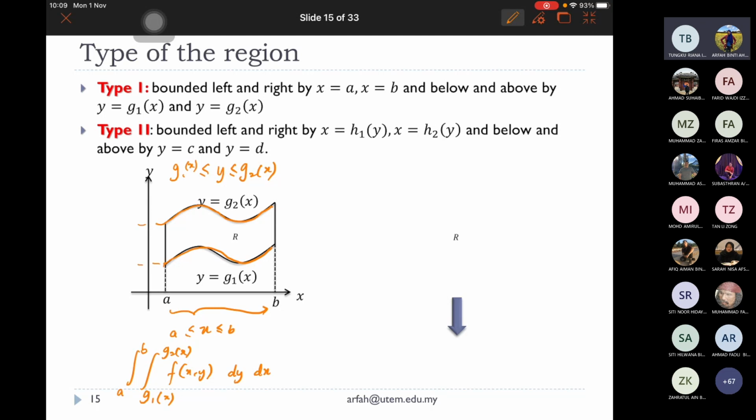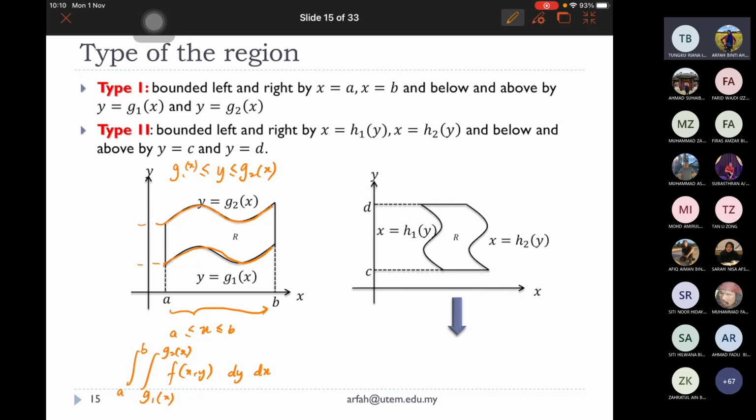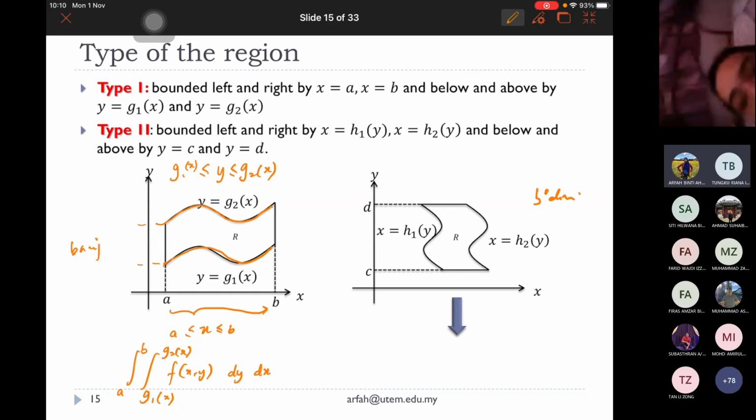So the next one, kita ada type 2 pula. Type 2 is the case when your region is bounded by x sama dengan h1(y) and x equal to h2(y). Meaning that kalau lukis graf dia, dia jadi macam ni pula, berdiri. Kalau yang first one, dia dalam keadaan baring, and this one akan dalam keadaan berdiri. The solid is in the bentuk berdiri.